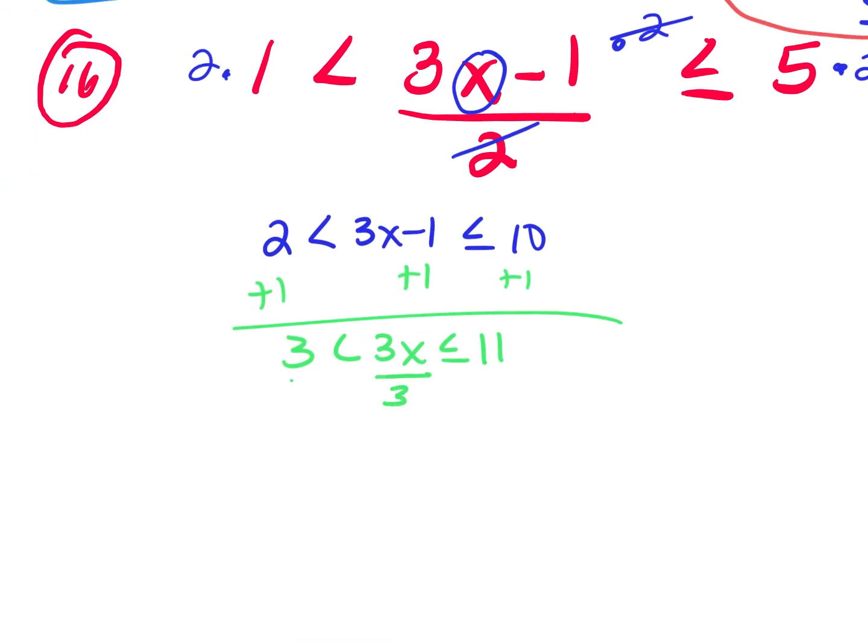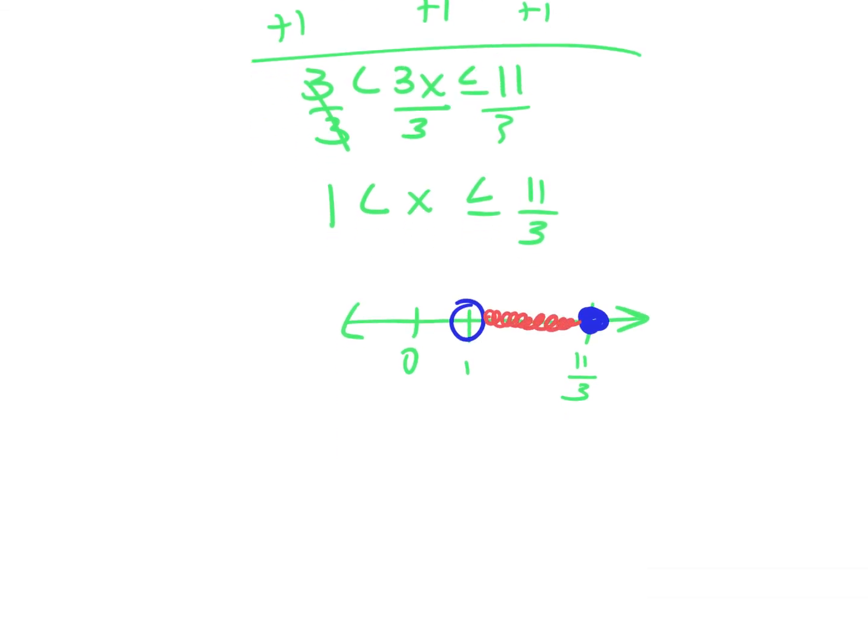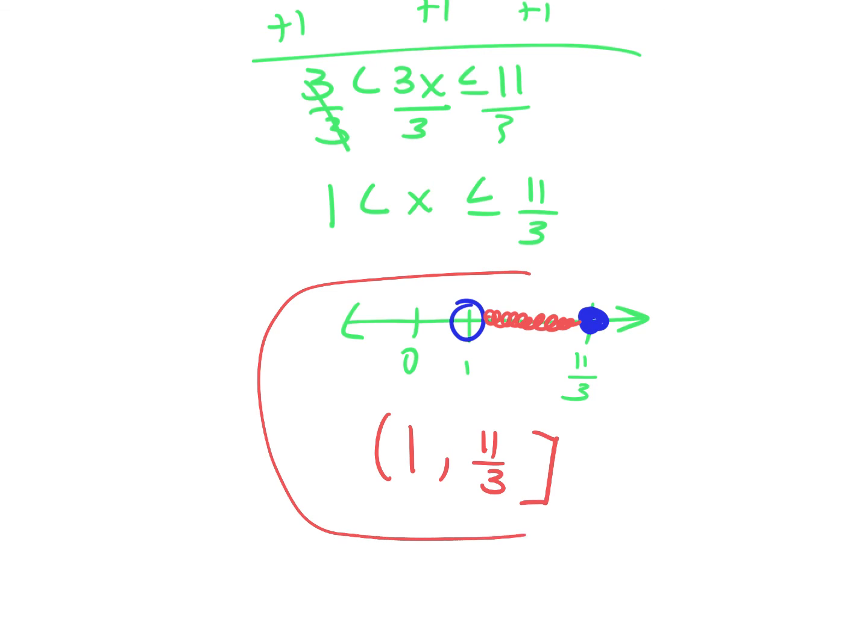And now we're going to divide everything by 3, and we get 1 is less than x, which is less than or equal to 11 over 3. And for our graphing, we have 0, we have 1, and we have 11 thirds. We have an open dot at 1. It's not included. We have a closed dot at 11 thirds, and we're going to color in the middle. So our interval notation would be 1 to 11 over 3 with a parenthesis on 1 and a bracket on 11 over 3.